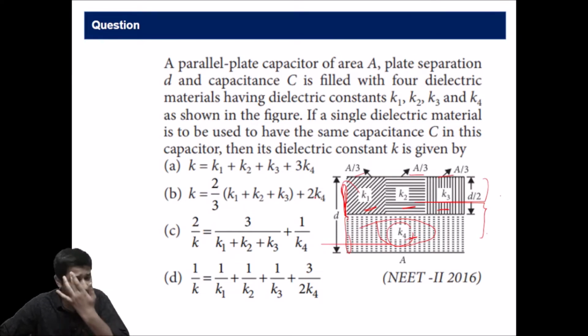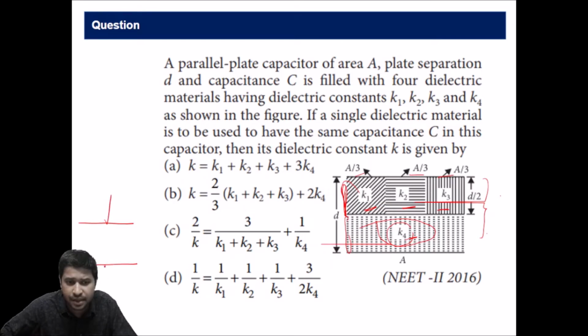So just let me read the question. A parallel plate capacitor of area A, plate separation D and capacitance C is filled with 4 dielectric materials having dielectric constants K1, K2, K3 and K4 as shown in the figure. If a single dielectric material is to be used to have the same capacitance C in this capacitor, then its dielectric constant would be. That means if we want to replace this by one capacitor with one dielectric constant K, what is the value of that K? And there are 4 options given for the value of this K.